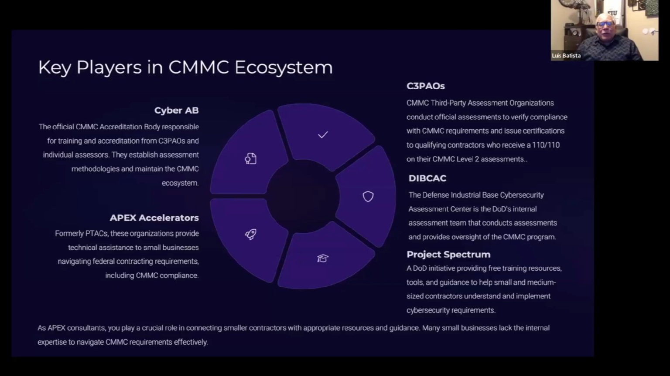And Project Spectrum is a resource with a lot of good information on their website. You'll have to be your own judge of how effective the resources have been. I believe there's room for some improvement there, and that's something that I'll be working on with some of the leadership, I hope. And that's pretty much it for the ecosystem.